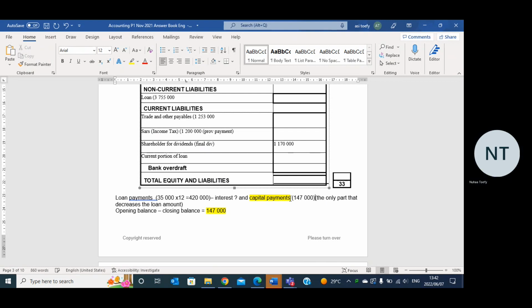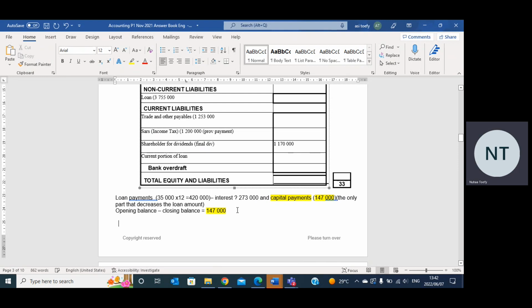Okay. What is the obvious thing to do, guys? If I have my 420 and I have my 147 and I'm looking for the interest, I just need to subtract that. 147, and I get my interest of 273.